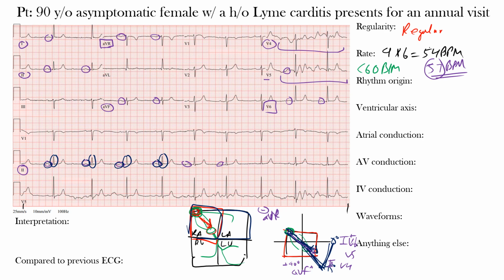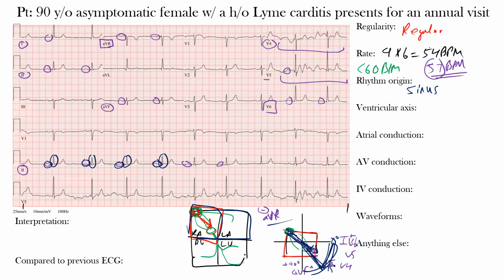They all have that similar morphology. They're upright in the leads that we expect them to be, these ones here, and inverted in AVR. So we are in fact dealing with sinus rhythm. So our sinus rhythm origin is from that sinus node, or sinoatrial node. Okay, so let's now look at the ventricular or QRS axis.